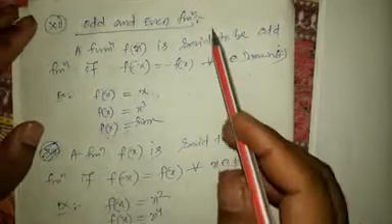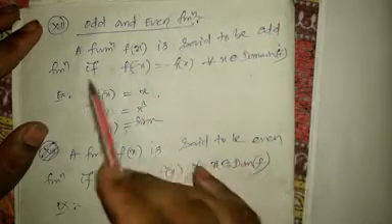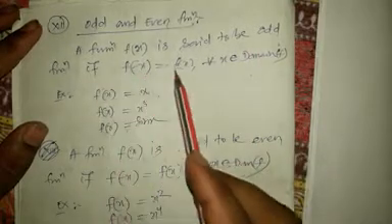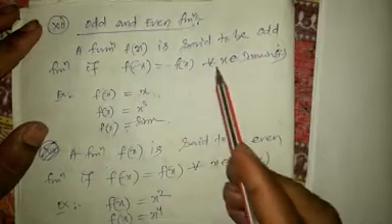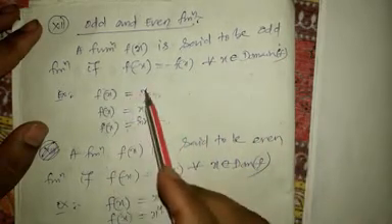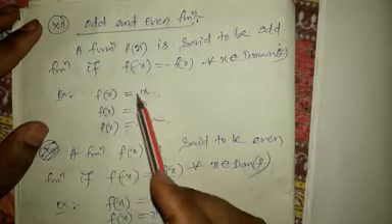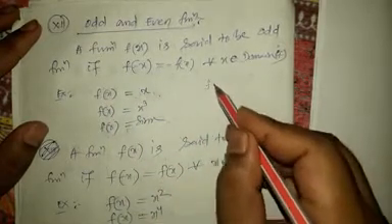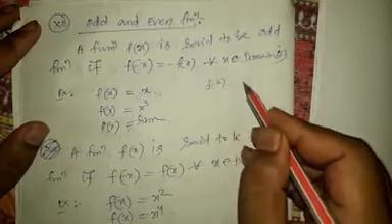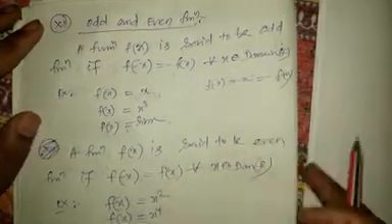Odd and even function. A function f(x) is said to be an odd function if f of minus x is equal to minus f(x), for x belonging to the domain of f. Means f(x) is equal to x is one example. That means if you put minus x in place of x, it comes to minus x, which is equal to minus f(x). So it is an odd function.